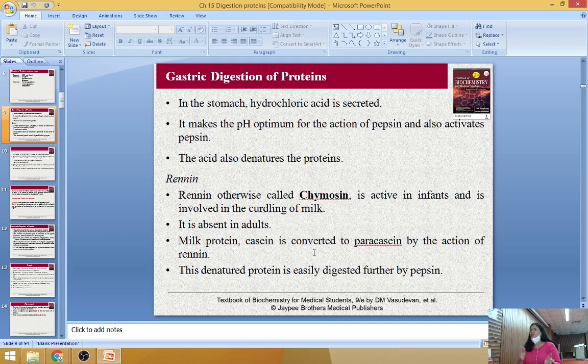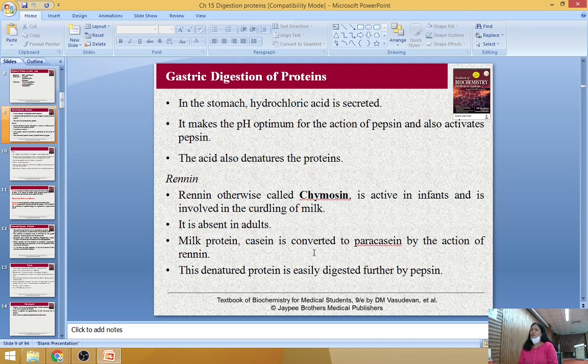Okay, inactive form, that they have to be converted into the active form. So pepsinogen is secreted by what type of cells? Parietal cells will secrete hydrochloric acid. The pepsinogen will be secreted by the chief cells. Chief cells of the stomach.